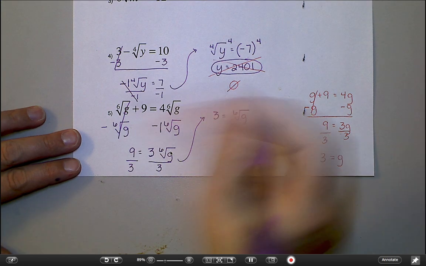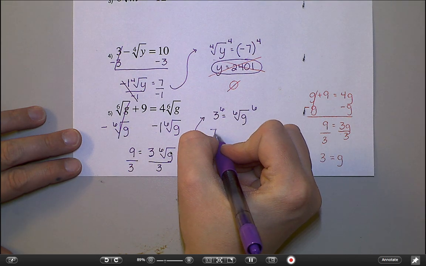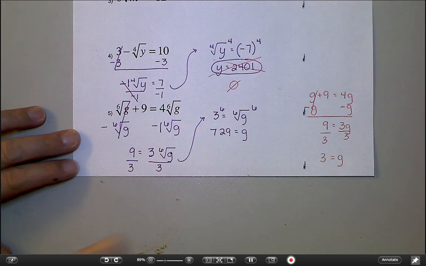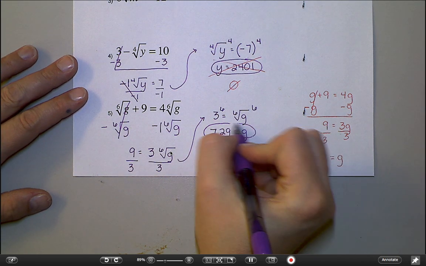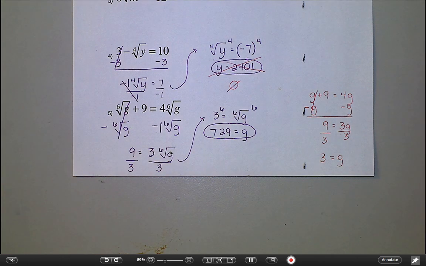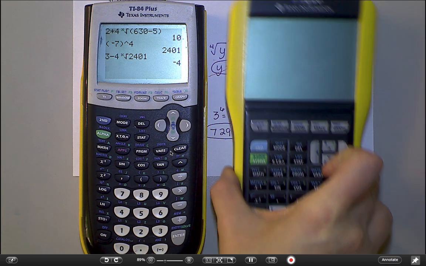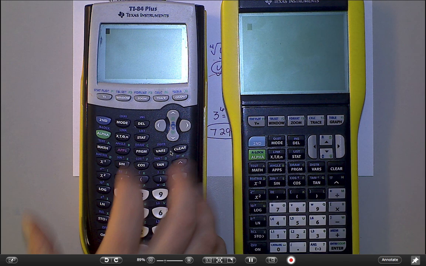I'm going to get rid of that by doing a power of 6 on both sides, and I get 729 equals g. Okay? Now this one is another beast to check, all right? And it's another one that I'm going to do side by side just so that you can see the difference between the two. Let me clear them both so you can see.